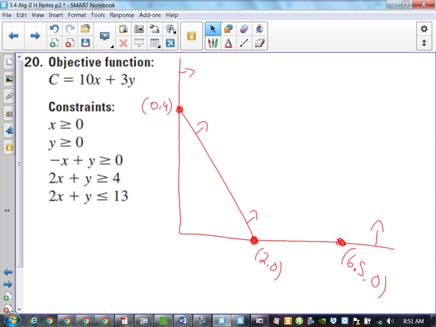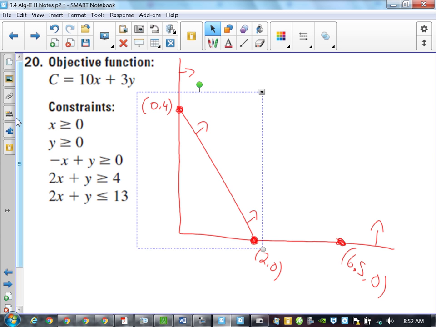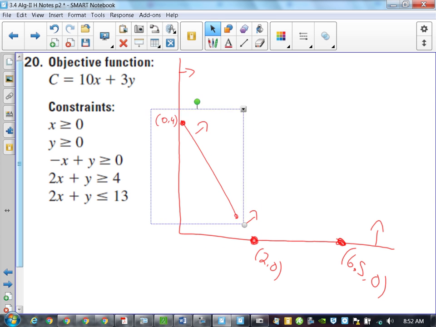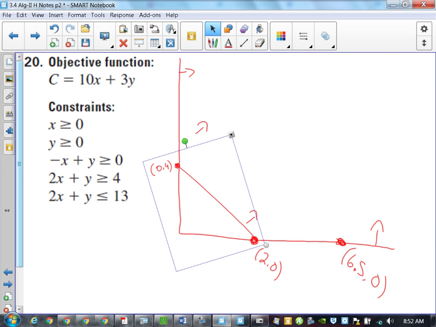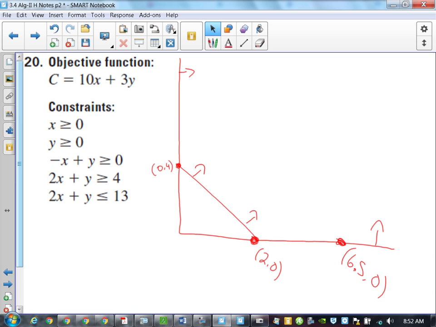I always say I hate decimals, but sometimes it's quick just to write 6.5. I probably should have scaled this a little bit differently. Let me do this real quick. Is 0 plus 0 smaller than 13? Let's move it inward.